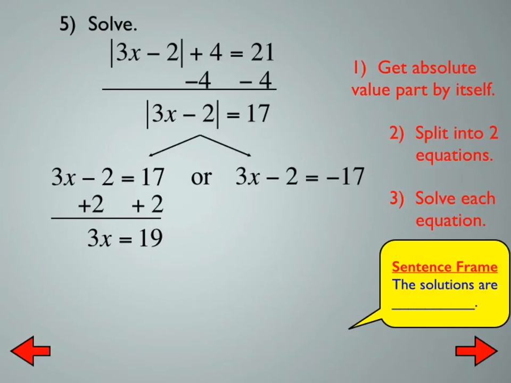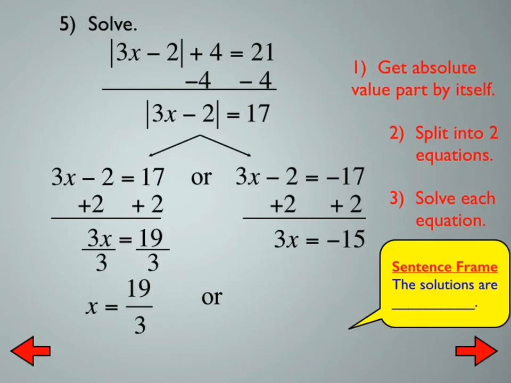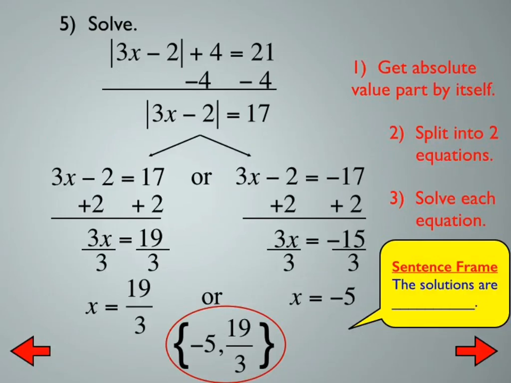Okay. So we add 2 to both sides, then divide by 3. There's where the 19/3 comes from. In the second one, add 2 and then divide by 3. That's where the -5 comes from. So if you're going to put it in braces, make sure you put them in numerical order. All right, number 6. Give it a shot.